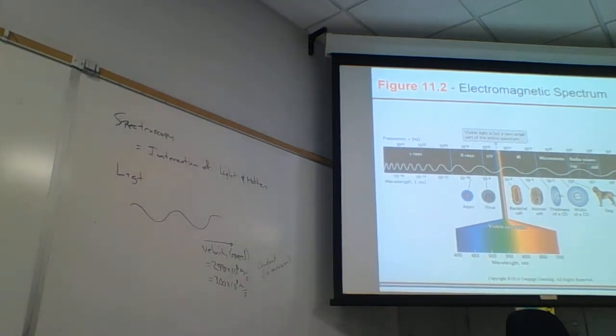So violet's going to have a shorter wavelength than red. So it goes violet, indigo, blue, green, yellow, orange, red. ROY G. BIV. Violet will have shorter wavelength, red will have longer wavelength. Violet will have higher frequency, red will have lower frequency. Violet will have higher energy, red will have lower energy. So it's visible.